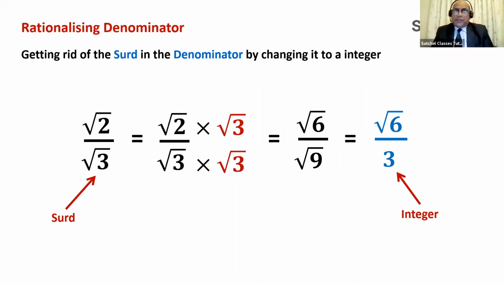So if you look at the definition, rationalizing the denominator means you get rid of the surd part in the denominator by changing it into an integer. And the way it is done is you multiply the numerator and denominator by the denominator. Or to be more precise, you multiply the numerator and denominator by the surd part in the denominator. Let's take one more example.